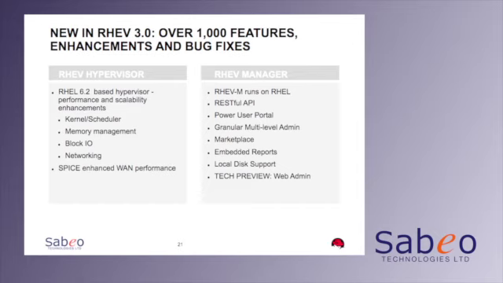The second part of it, so there's two elements. There's a hypervisor and there's management tools. Naturally, that's how the infrastructure works. RHEV Manager now runs on RHEL. It's got a RESTful API. It's got a power user portal. It's got granular multi-level admin. It's got an embedded reporting engine, local disk support, and it's got a tech preview of the web admin.